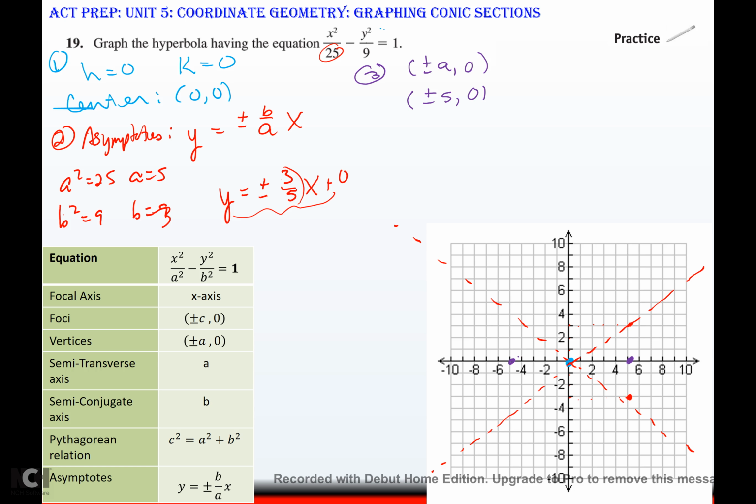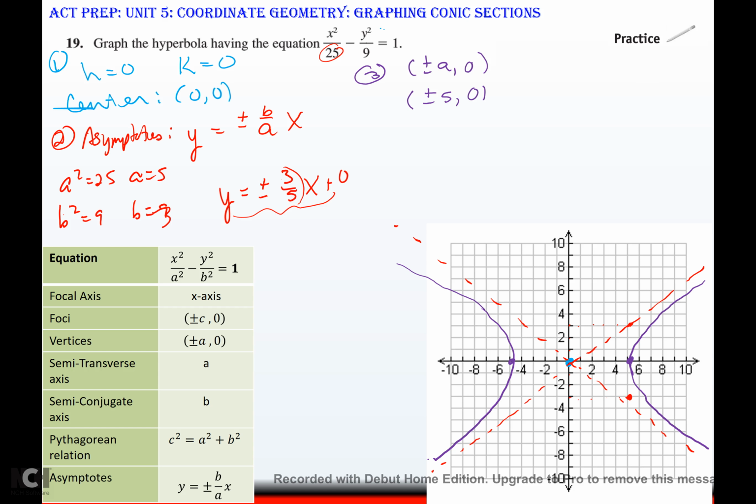Now, to do foci and all of that stuff, again, it kind of depends on what the ACT is going to ask you to do. They might ask you for the coordinates, but as far as graphing, I can't see them expecting you to put the foci on the graph. There's just not time. But you have enough information right now to graph, because if this is the vertex of this hyperbola, your hyperbola runs asymptotic to the asymptotes. So all you've got to do is pass through the vertex and make your hyperbola run asymptotic to those red dotted lines. And there's pretty much your graph.